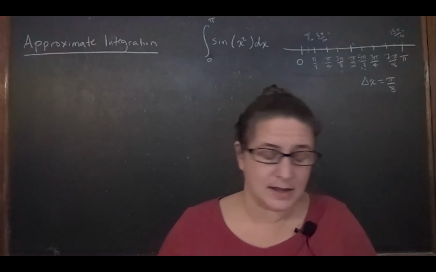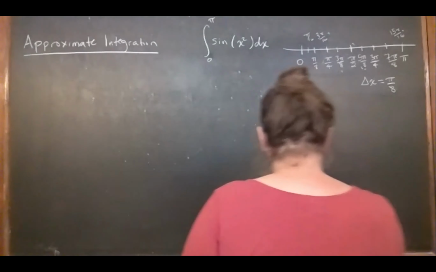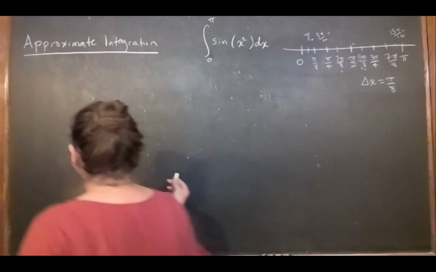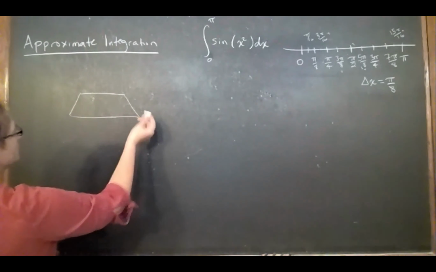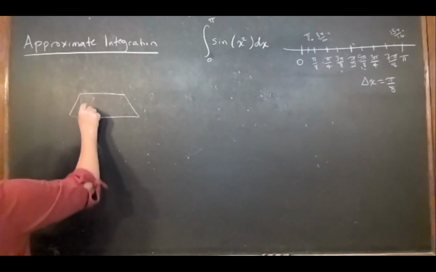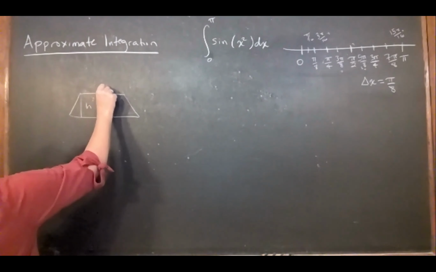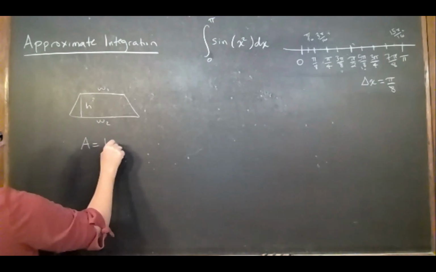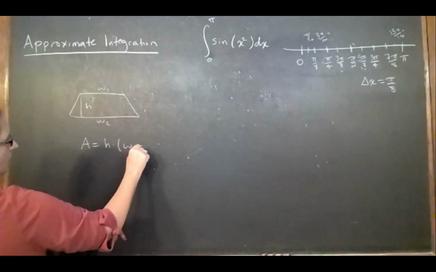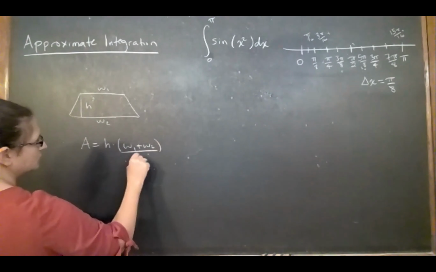So let's see how that works though, right? What is the area of a trapezoid? If I have just some regular old trapezoid here, the area is going to be the height times the average of these two, right? So area is height times width 1 plus width 2 over 2.